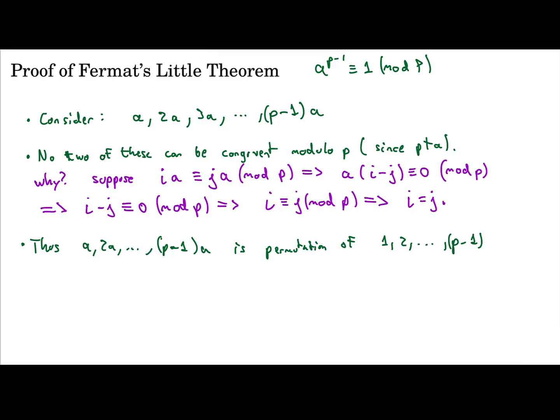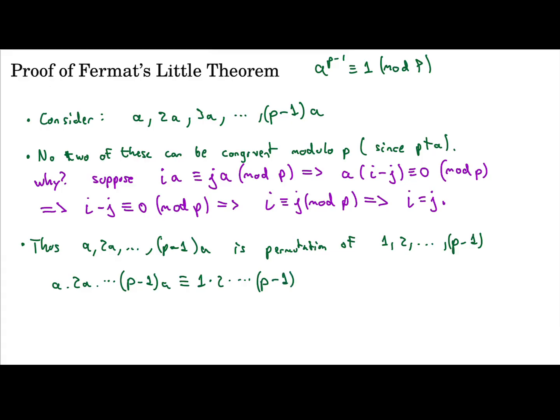So that means that these numbers have to be the exact same as these numbers, but maybe in some shifted order. So maybe this one is 7, this one is 2, and so on. But all the numbers between 1 and p minus 1 have to appear here. Now, what that means is that if you multiply this list, so a times 2a times, up to p minus 1 times a, it needs to be the same as if you multiply this list over here, because they're the same list. So 1 times 2 up to p minus 1.